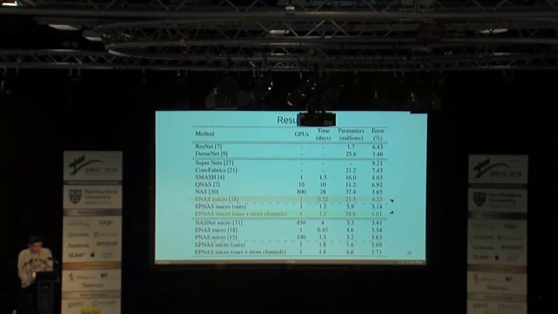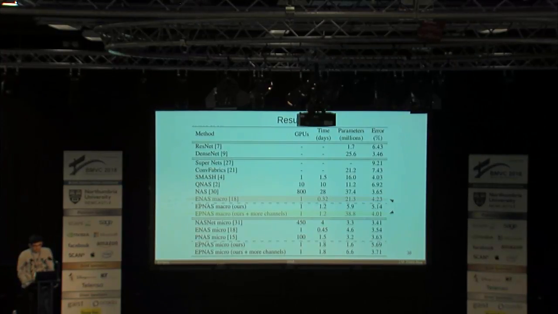These are the results that are given in the original papers. So in the first group of methods, you can see a baseline of designs that were designed by hand, by human experts. On the second line, you will see results for the macro space. And on the third group, you will find designs for the micro space.